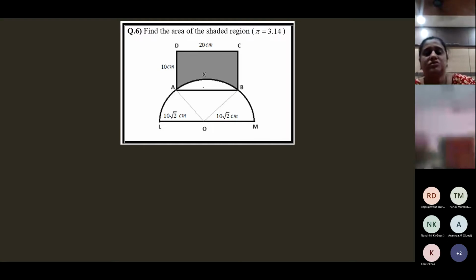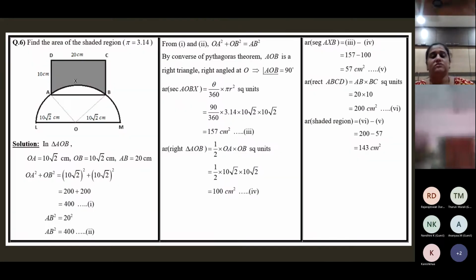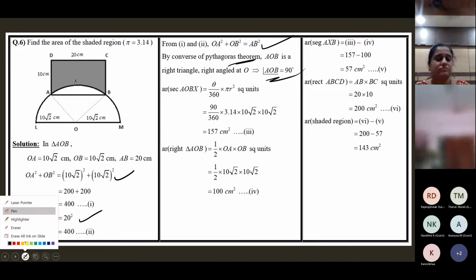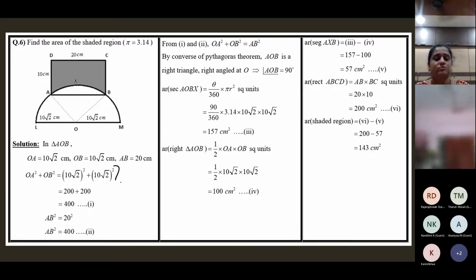So this is 20. This is 10 root 2. This is 10 root 2. So you should show that the squares of the two shorter sides add up to the square of the longest side. So by the converse of Pythagoras theorem, I told you this in the last class. This is what you should do. This is the first way.